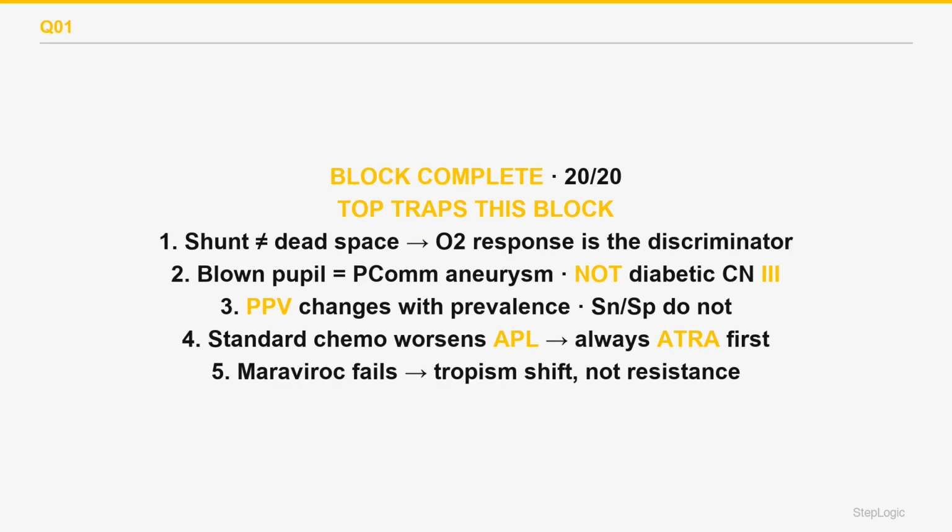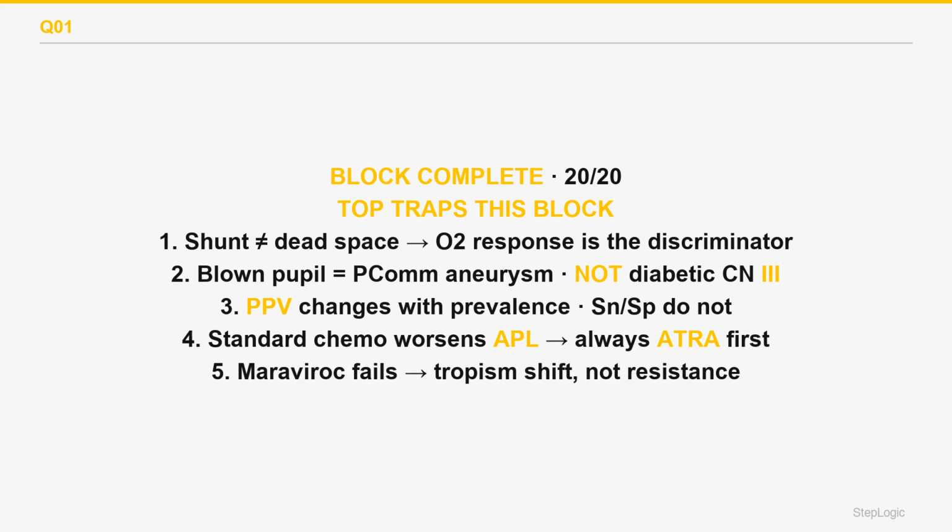Block complete. 20 questions. Let's lock in the 5 biggest traps. 1. Shunt versus dead space. Shunt, hypoxemia that does not respond to 100% oxygen. Dead space, hypercapnia, responds to oxygen. The O2 response is the discriminating test.